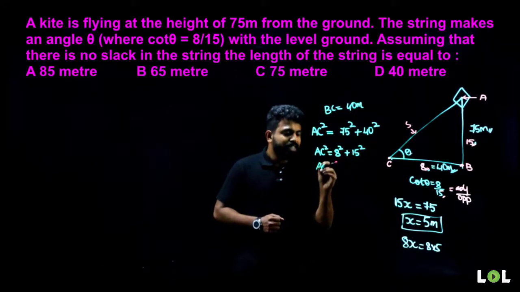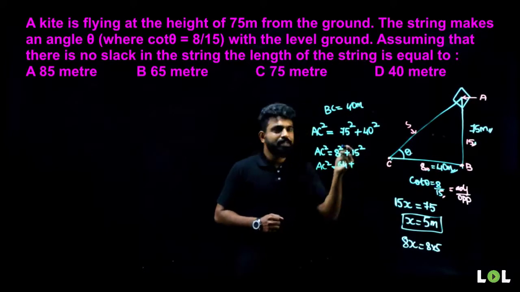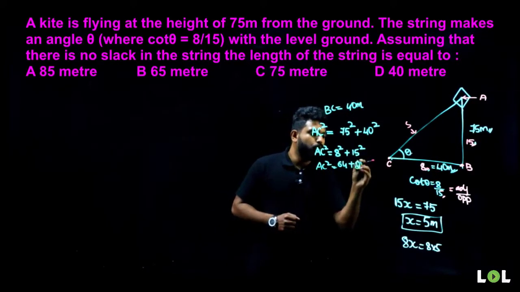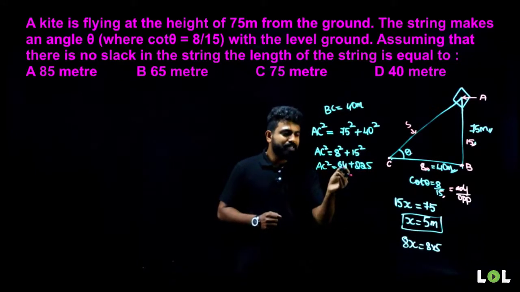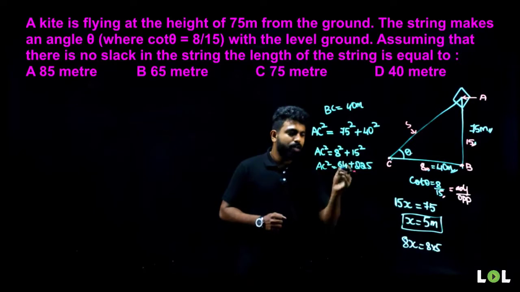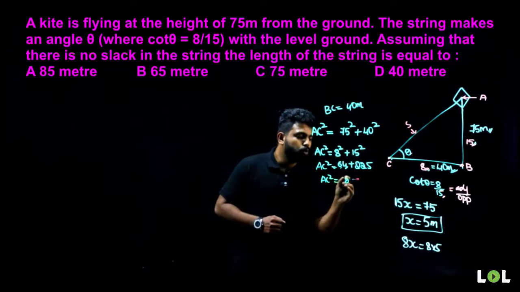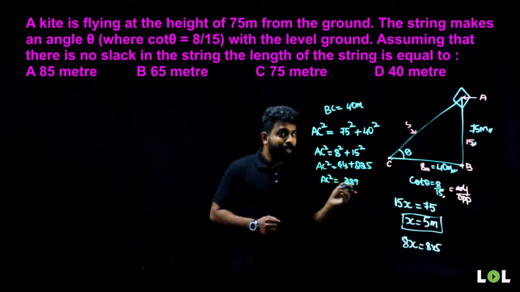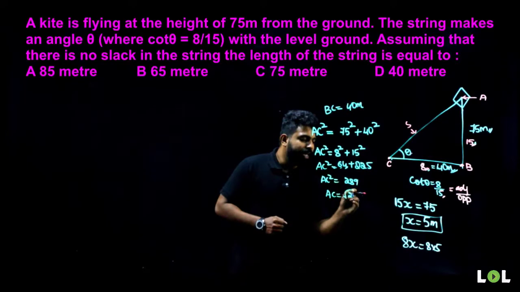So what is AC square? It will be 8 square, that is 64, plus 15 square, that is 225. What is 225 plus 64? 225 plus 60 gives me 285. 285 plus 4 gives me 289. AC square is 289. What will be AC? AC will be equal to root of 289. So what is root of 289?